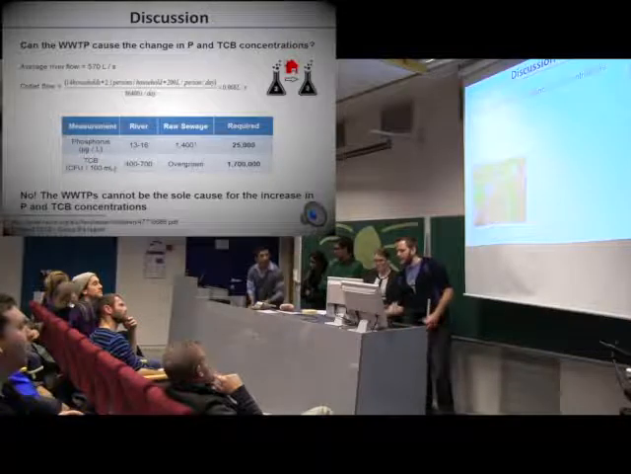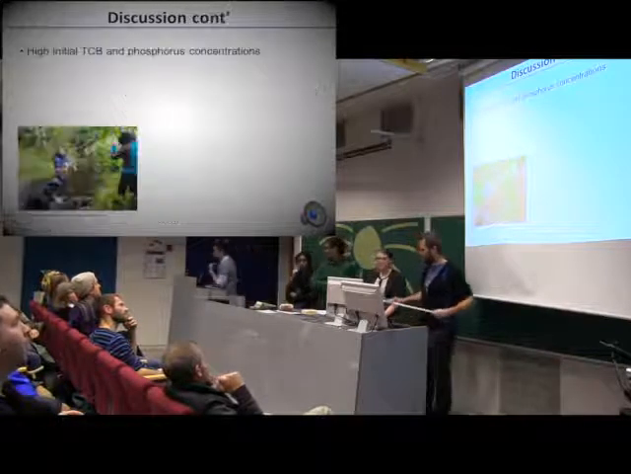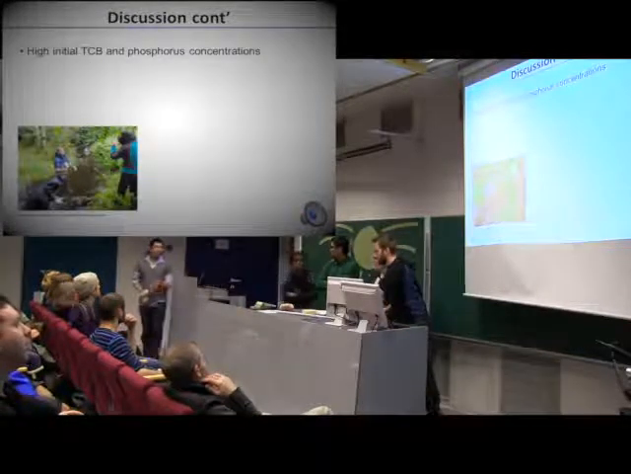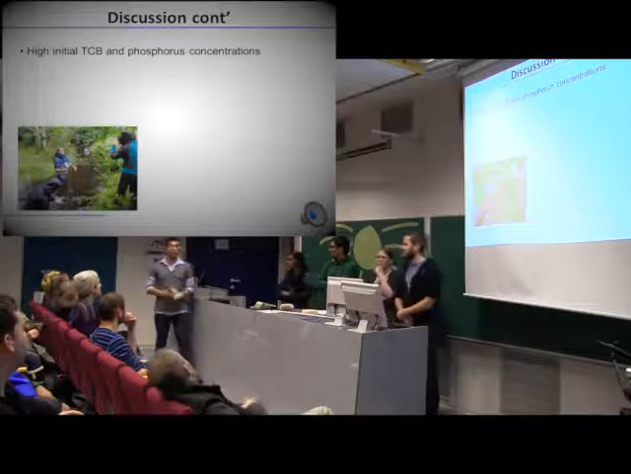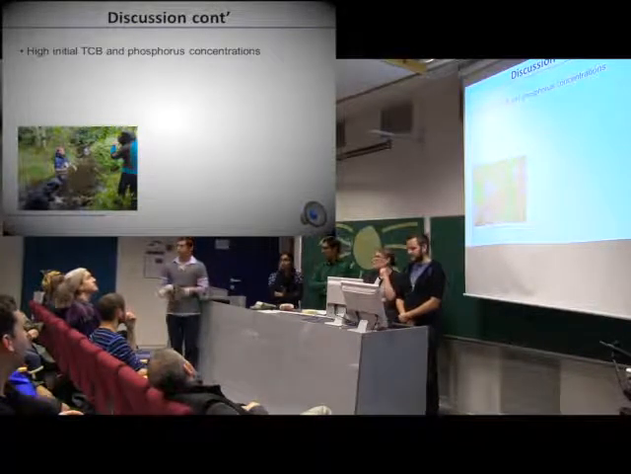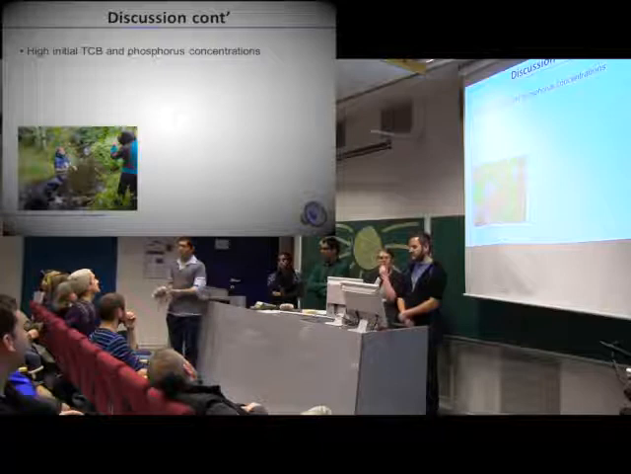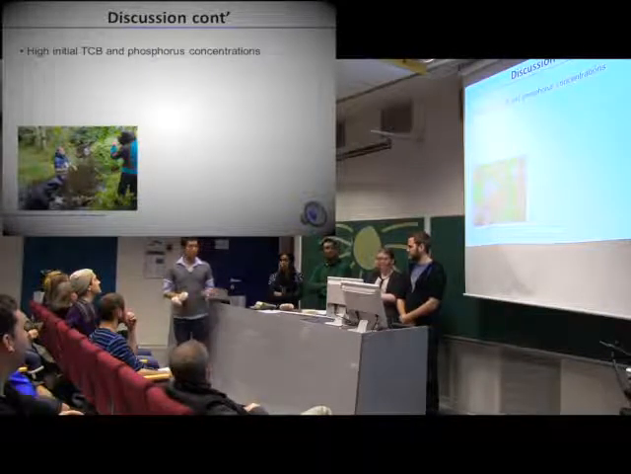So with that in mind, and as Katrina said earlier, we've already got high levels of TCB and phosphorus concentrations in the stream. So we have to start thinking, what's going on? What other factors are contributing to these high levels?